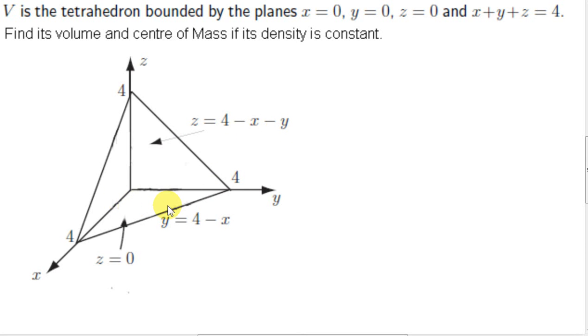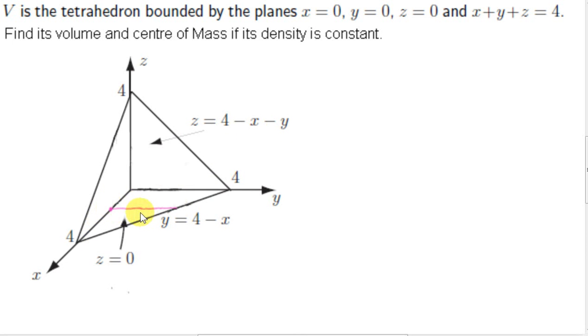Now we're going to start by getting its volume. Now we saw in previous videos that we considered lines, in a cross section of the object. Now we don't have a uniform cross section for this object.